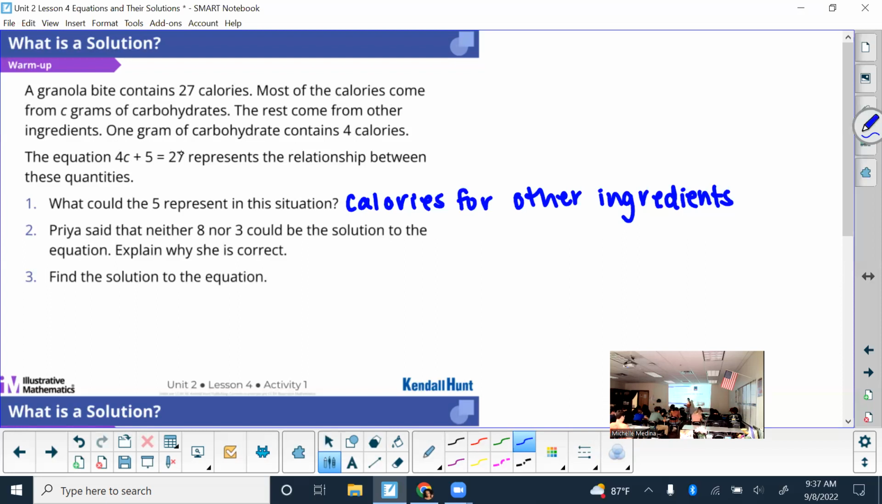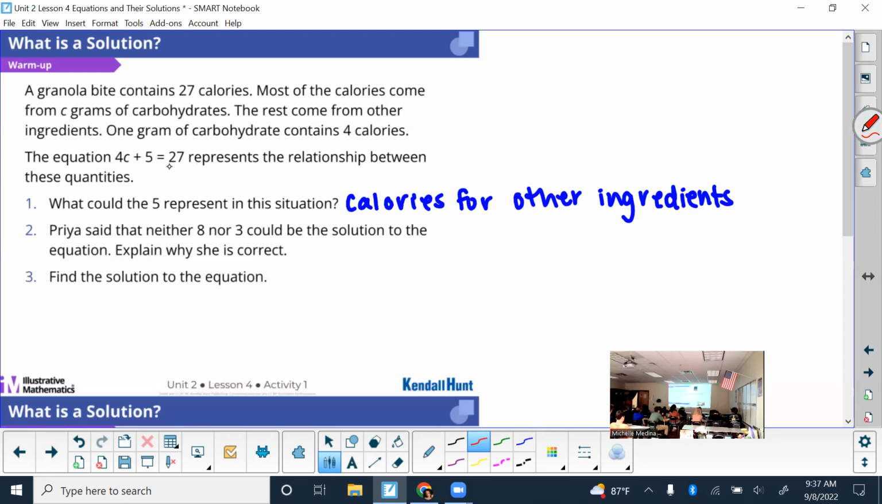What makes sense? The second question, we have Priya said that neither 8 nor 3 could be the solution to the equation. Explain why she is correct. Brandon? Too much. So 8 would be too much, 3 would be too little. How did you determine if it was too much?